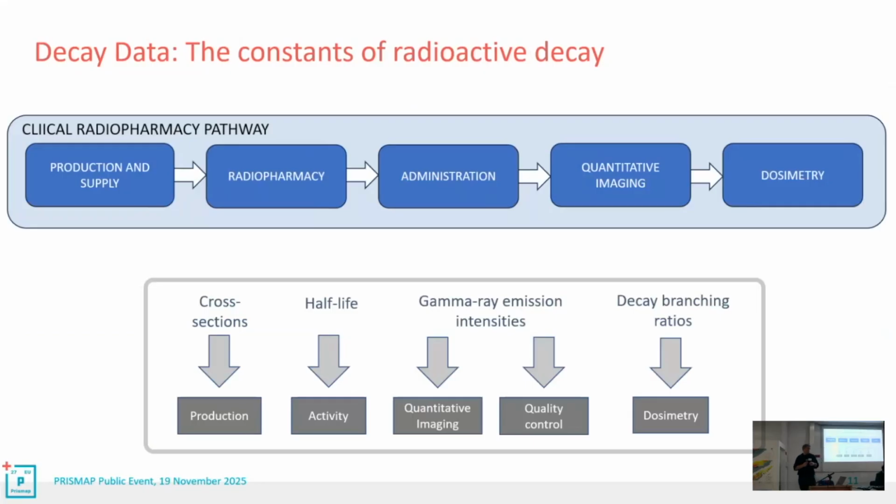And then we come on to decay data. We're keeping this brief because I don't have that long. These are the constants of the radioactive decay, and they are really important. These feed into pretty much anywhere you're measuring activity or dose. You can see some examples of where the different nuclear decay data are used in the different processes or areas of the radiopharmacy pathway.